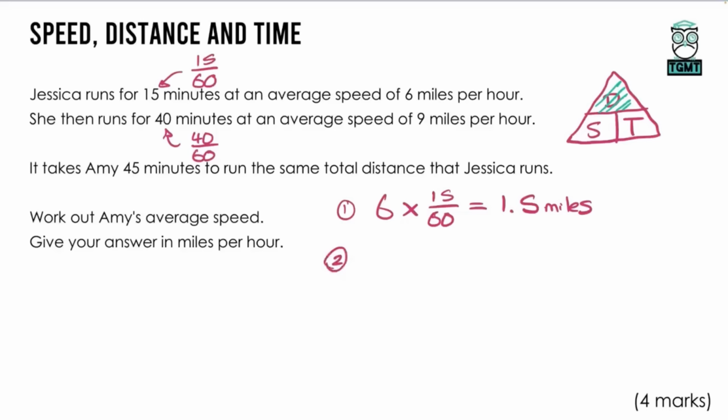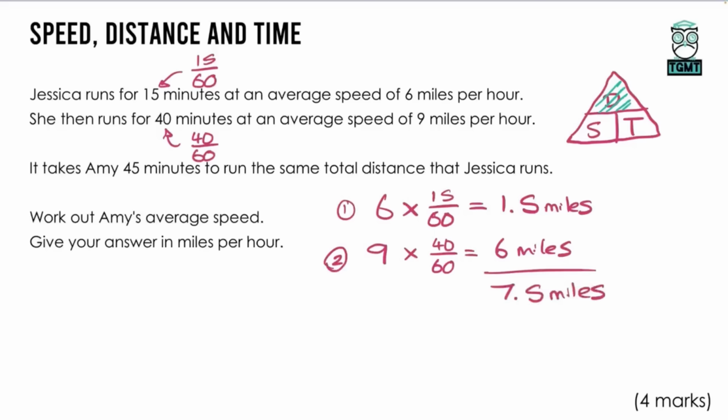Now in the second part, she runs for 40 minutes at an average speed of 9 miles an hour. So that's 9 as the speed, times 40 over 60. And again, we'll just type that into the calculator, times 40 over 60, and that comes out as 6 miles. So in total, she has run 7.5 miles.